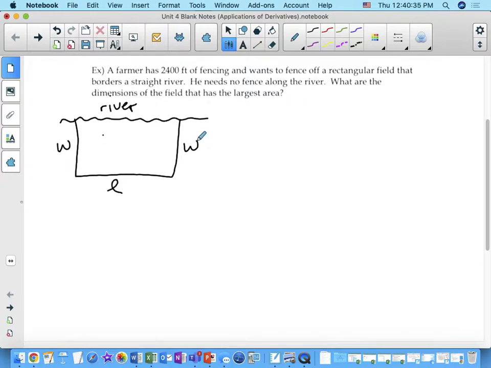Okay, so what other information do we have in here? What else do we know that we haven't used yet? We only get 2,400 feet of fence. Right, we only have 2,400 feet of fence. And that would be the perimeter that we have available to us to make this fence, right? So that would be the sum of these three sides. Okay, so the perimeter is going to be 2 widths plus a length. And that perimeter is 2,400.